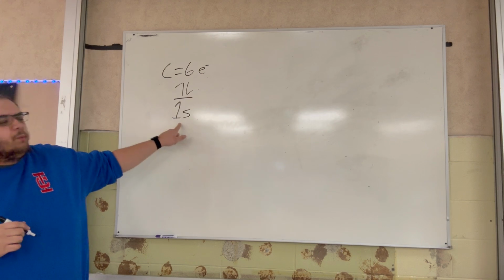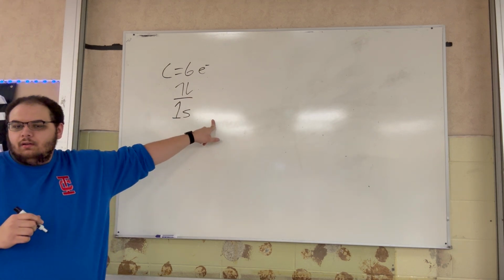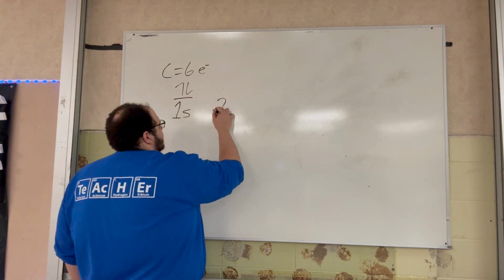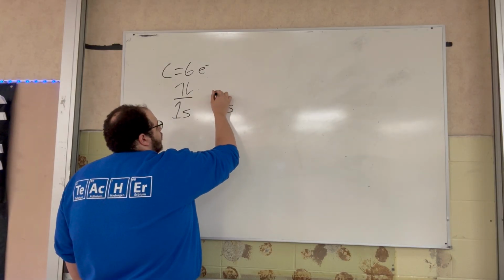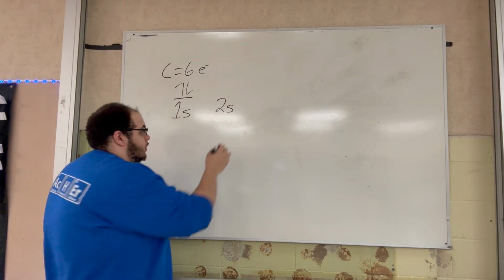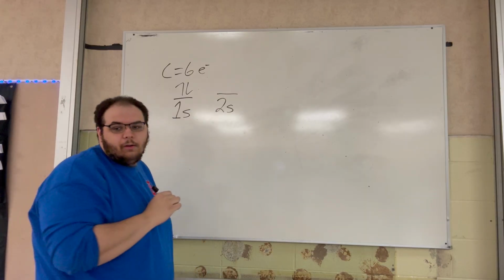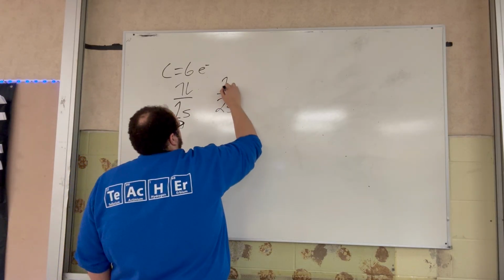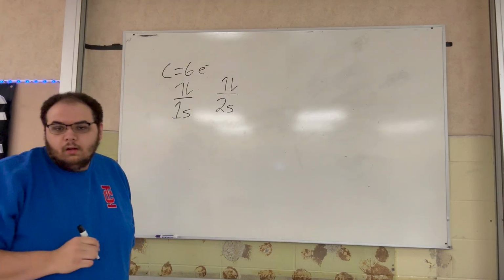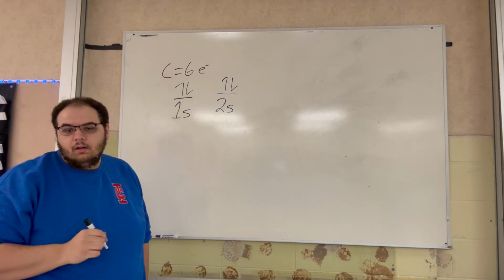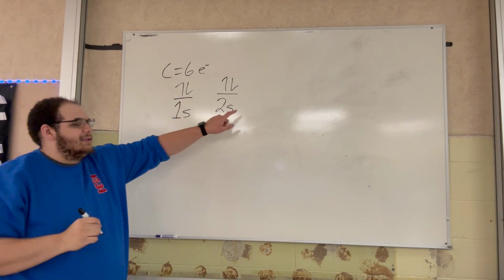Hey, what's after 1s? 2s. How many orbitals go in 2s? Just 1. How many electrons can go in that one orbital? 2. The line is the orbital. Okay. Hey, what goes after 2s?